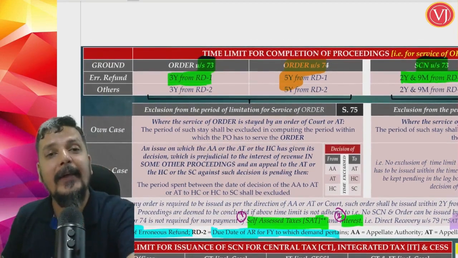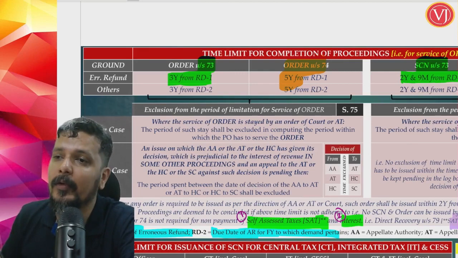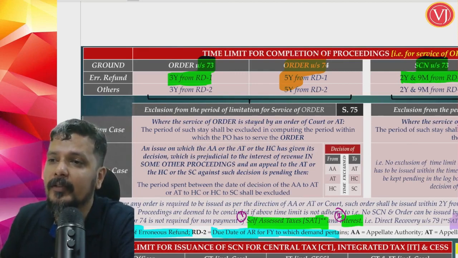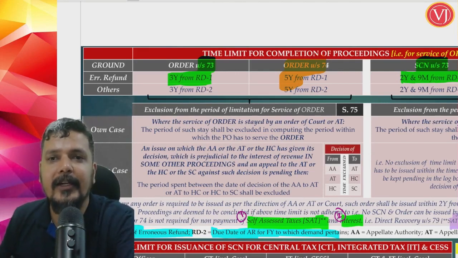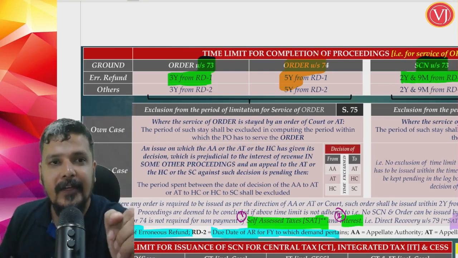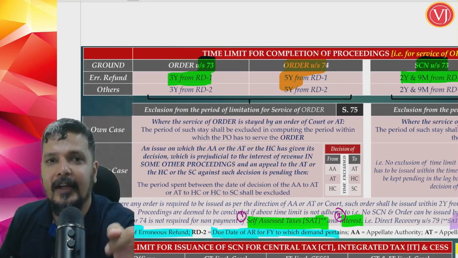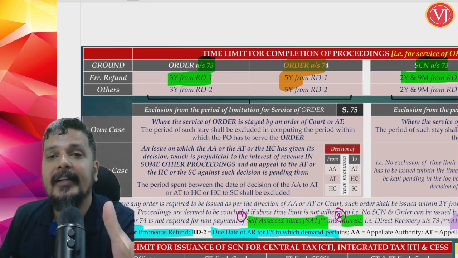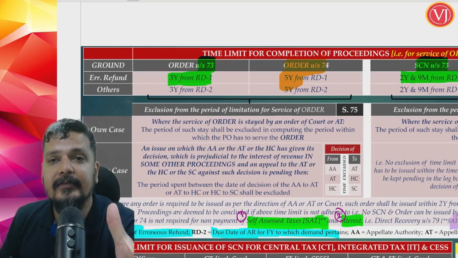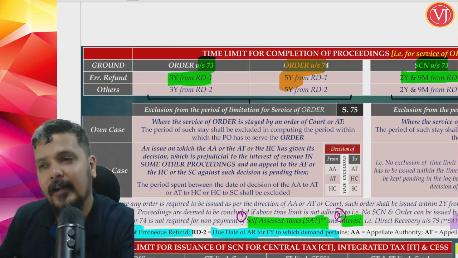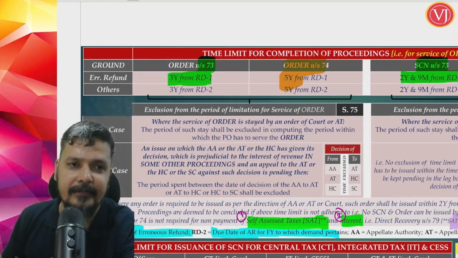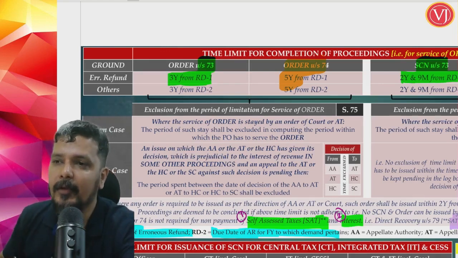So for financial year 23-24, what is the last date for giving notice under section 74? Assuming it is a normal case, 23-24 means annual return due date is 31st December 2024. From that, 4 years 6 months. Entire 25, entire 26, entire 27, entire 28. 30th June 2029 is the time to give show cause notice. 31st December 2029 is the time to give order. That is the time limit to give notice and order.